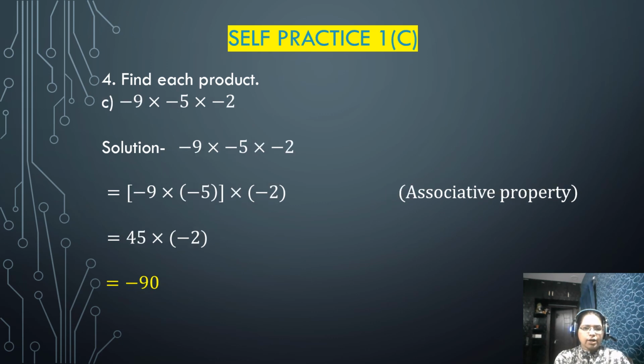Now C, minus 9 multiplied with minus 5 multiplied with minus 2. First we multiply minus 9 with minus 5, then we multiply with minus 2, and this is the associative property of integers. Minus 9 multiplied with minus 5, both are negative integers, so we get a positive integer, 45. Then multiply 45 with minus 2. We know multiplication of positive and negative we get a negative integer, so 45 multiplied with minus 2 we get minus 90, and minus 90 is a negative integer.